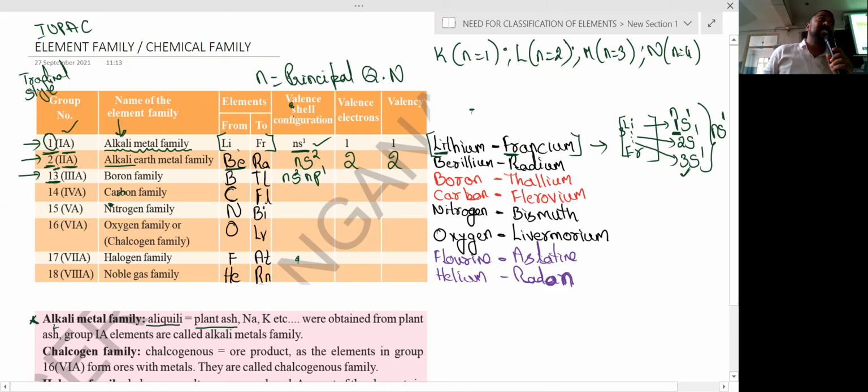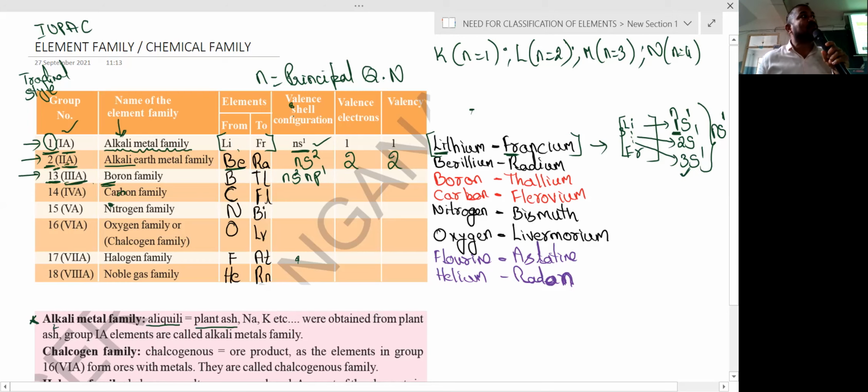In the modern style, it is 13. Why? Because we are leaving 10 groups in the middle, which in the traditional style we call B subgroup candidates. It is 13, and we are starting from 3A. Now what are we calling the name of the family? Boron family. Third A group elements are called the boron family.